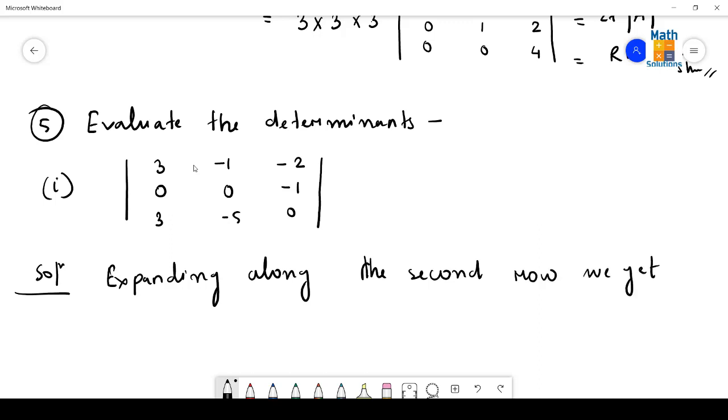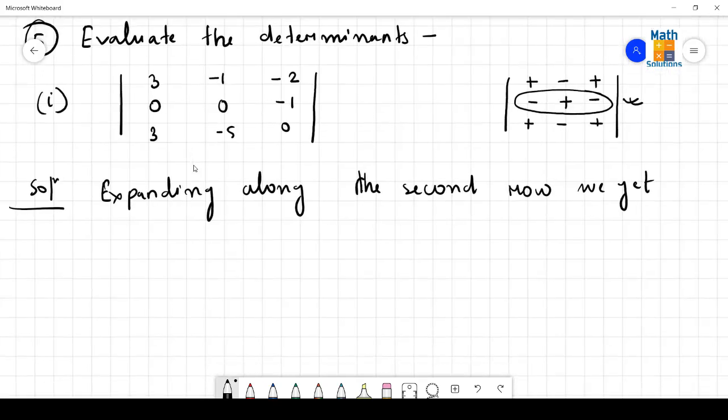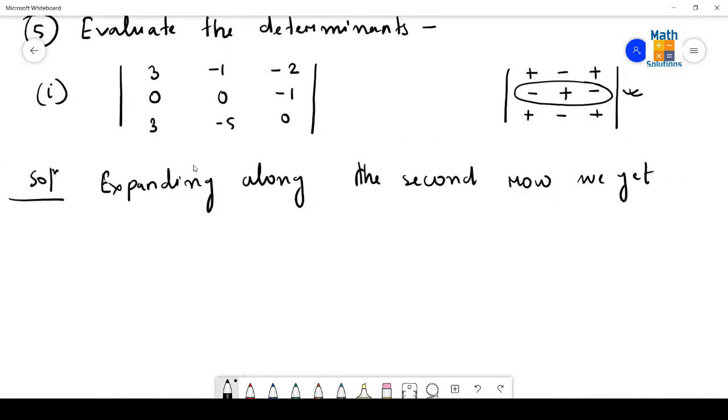we get, and the sign convention to be followed for the second row is what? Plus minus plus, then minus plus minus, then again plus minus plus. So of course for the second row, this sign convention we have to follow. So while doing this, what we shall be getting when we expand along R2, we shall be getting the determinant value as we consider this as determinant A equals to this.